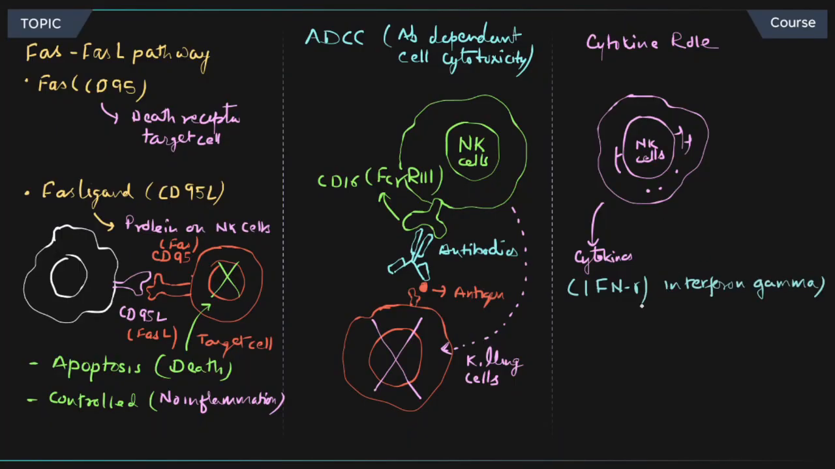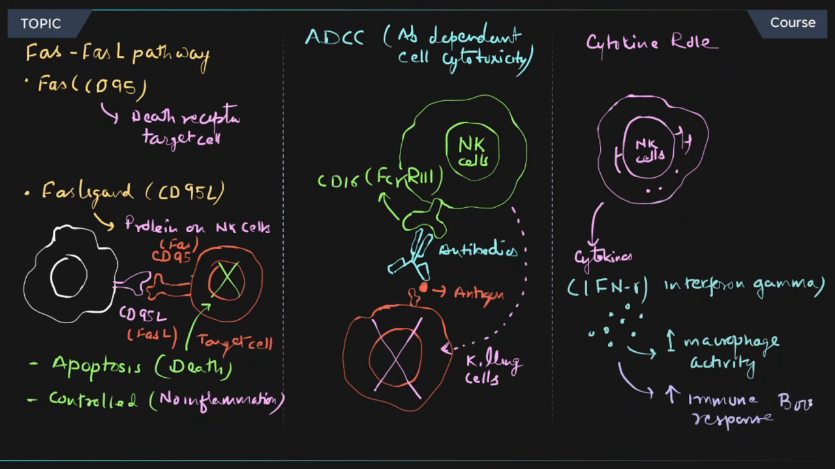So these are the dots that I'm creating. These are the cytokines, and they will increase the macrophage activity. So NK cells can also enhance the activity of the macrophages. Next point is it can also cause enhancement in the immune response. Basically, it can boost the immune response of the body. So this is another role that NK cells play. You can imagine what kind of advanced role NK cells can play, and why they are so important for our immune system.